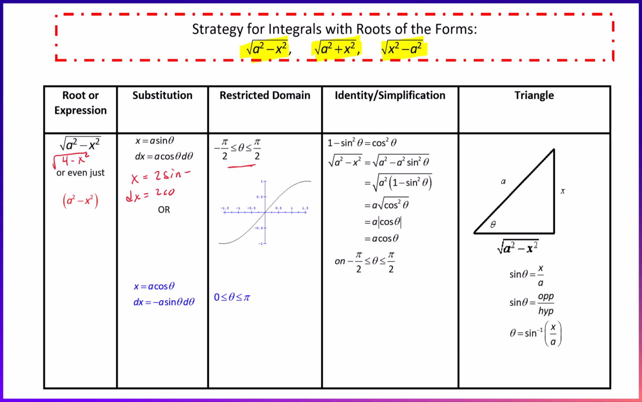So this is if we have an integral with something of the form a squared minus x squared, especially if it has a square root of a squared minus x squared, this is the substitution we want to use. We want to let x be equal to a times the sine of theta.